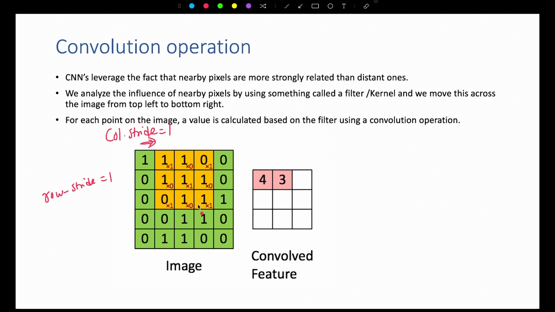You perform the operation again, you take the weighted sum of it. The target pixel here is going to be this one. The equivalent weighted sum that you compute will now be 3 here. So similarly, you slide it again, and whatever value, the weighted sum that you compute by considering all the surrounding pixels of a specific target pixel, the resultant value is now represented in the feature map.